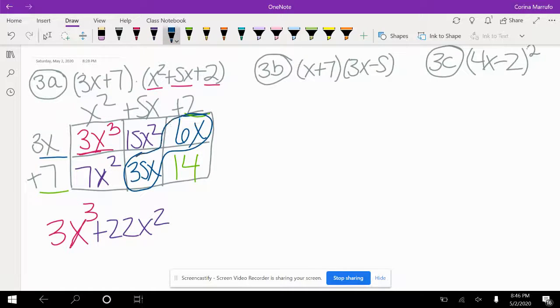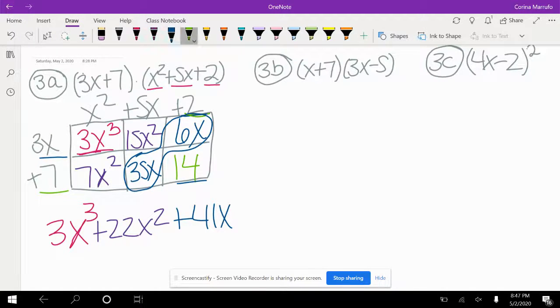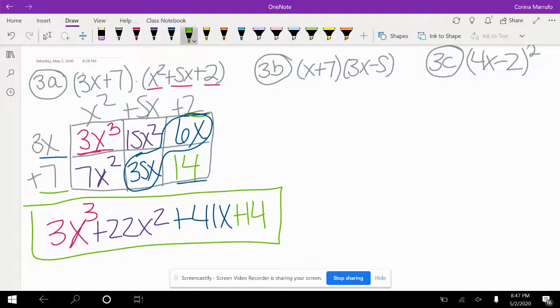Then we have this 35 and the 6. We're going to add those two together also, and that gives us 41x. And then last, at the very end, we have this 14 that doesn't have anything to combine with. So it's just going to stay as plus 14. And that's it. That would be your final answer.